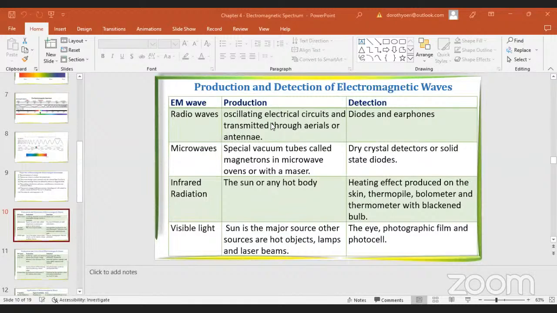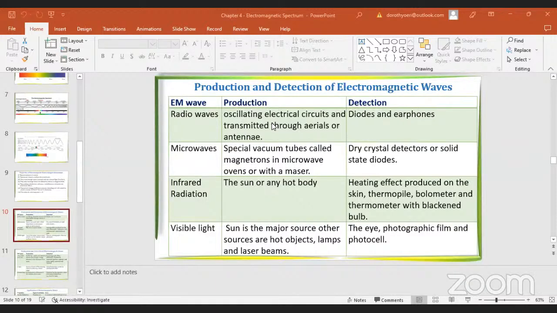Radio waves are produced by oscillating electric circuits and transmitted through aerials or antennas. And then how do you detect them? Diodes or earphones. We always use the radio once in a while, so you can detect it by earphones. Microwaves, production is indicated there: special vacuum tubes called magnetrons. Detection, we use dry crystal detectors or solid-state diodes.